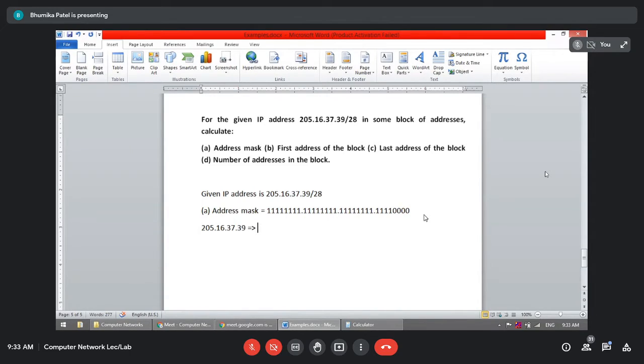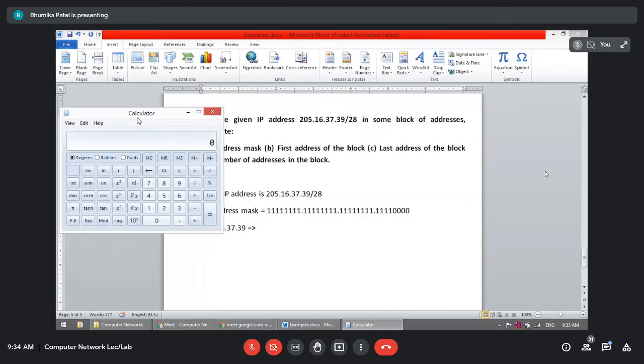How will you convert it? 205. How will the binary be? Does anyone know? Divide by 4. Divide by 2. Okay, or another formula is what?